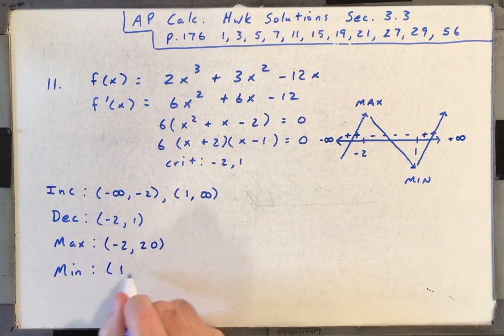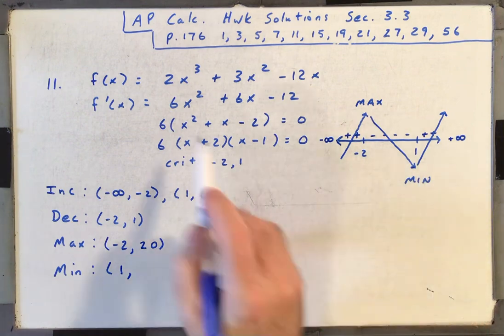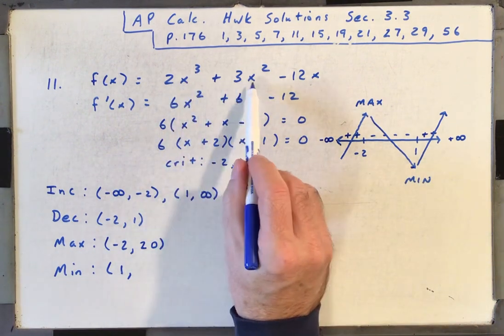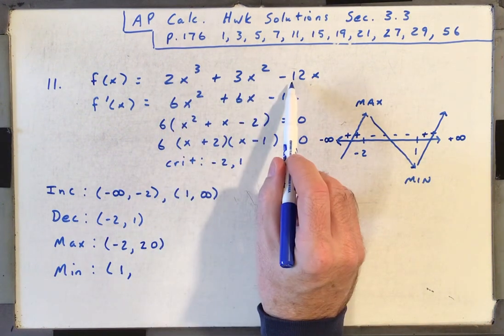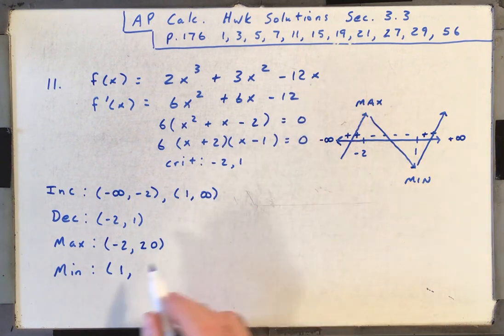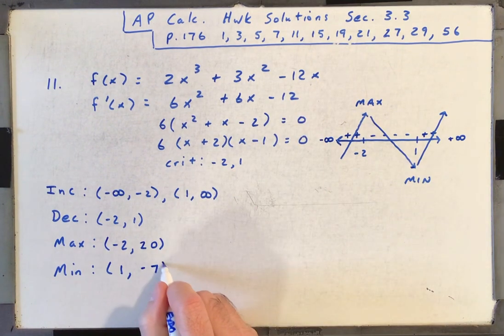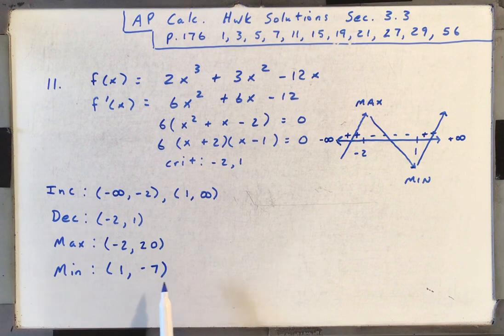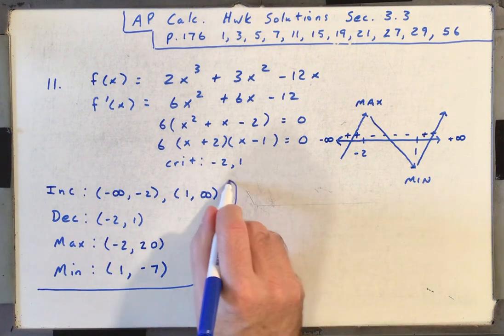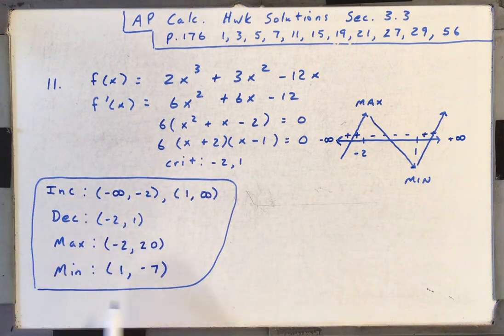And then we have a minimum at 1. And then that would be 2 plus 3, 5 minus 12. That would be negative 7. And these answers make common sense because 20 is bigger than negative 7. If we had them reversed, then you know that we've made a mistake, because your minimum has to be less than your maximum, right?